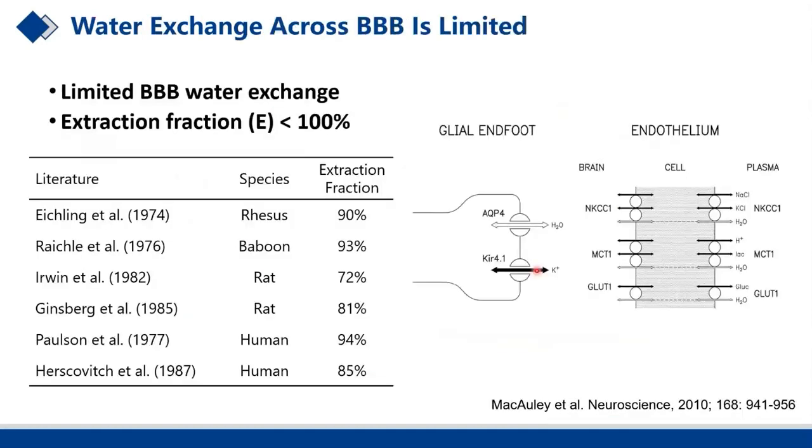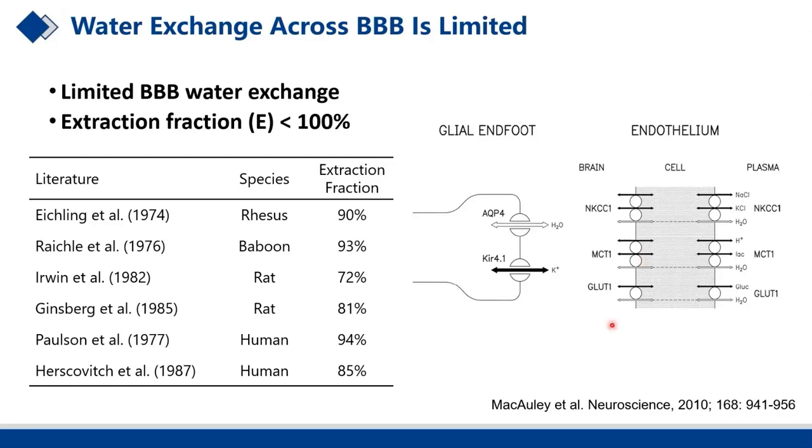In the very early days, people thought that water exchange across the BBB was totally free, but actually it is not. Around the 1970s to 80s, several groups used very invasive methods to look at BBB water exchange in animal models and also in humans. And they found that the water extraction fraction by the tissue from the incoming blood is around 75 to 95%, which means that BBB water exchange is indeed limited.